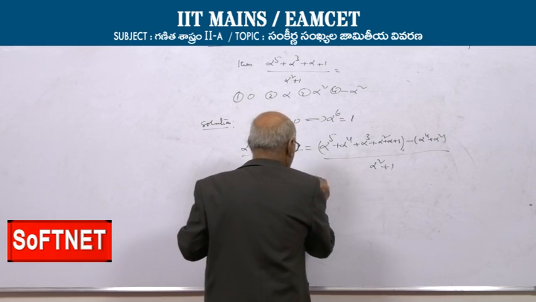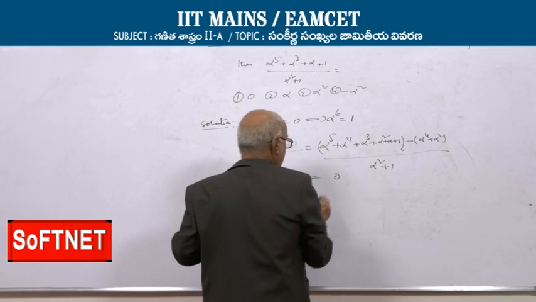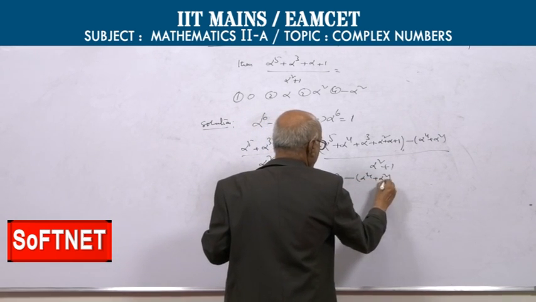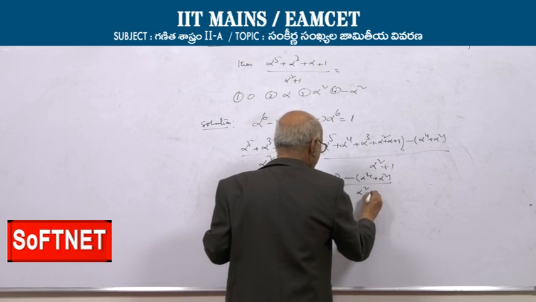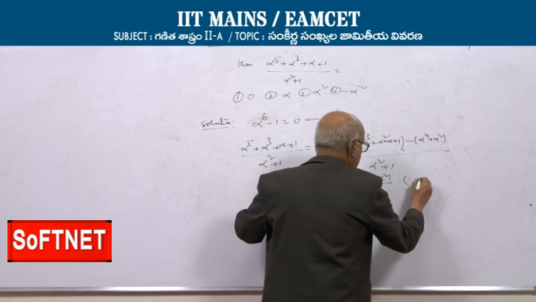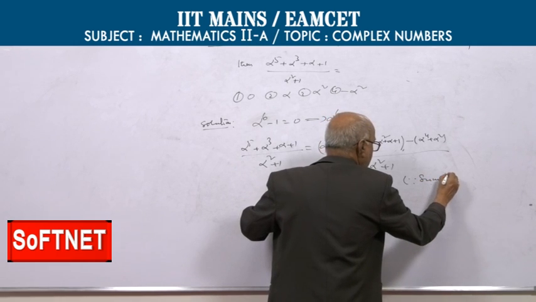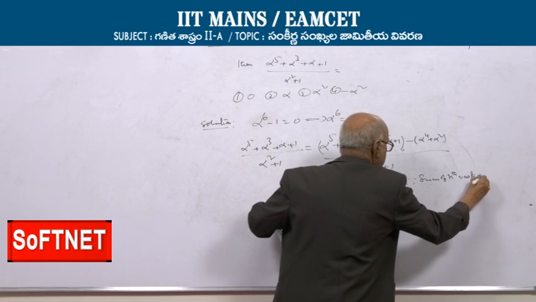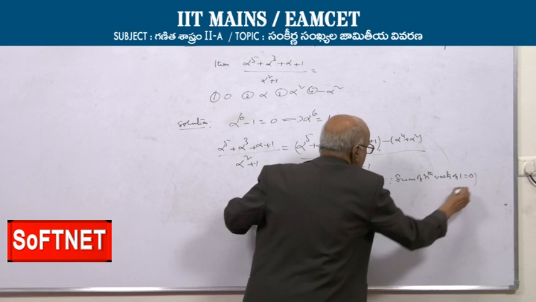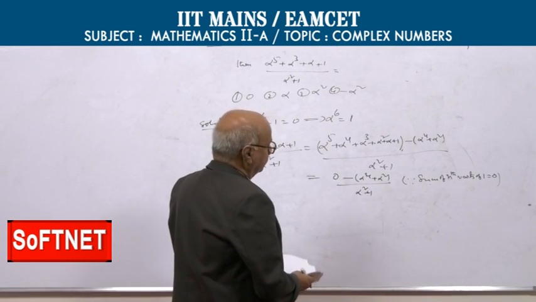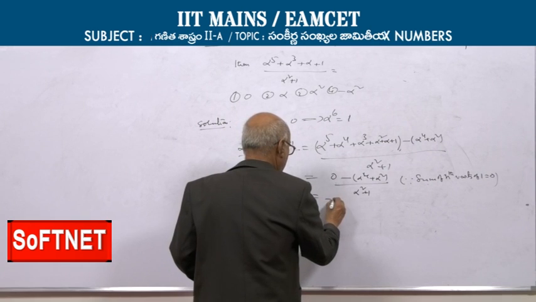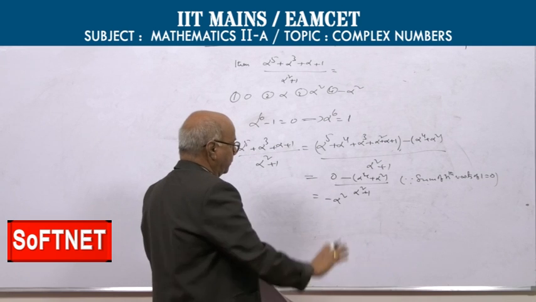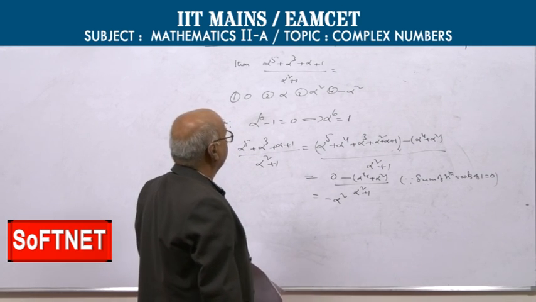But you know that this is the sum of the 6 roots of unity, which is 0, minus (alpha power 4 plus alpha square) by alpha square plus 1. Since the sum of nth roots of unity is equal to 0, here n is 6. So that is simply minus alpha square. If you take alpha square outside, alpha square plus 1 and alpha square plus 1 will cancel, which is equal to minus alpha square.